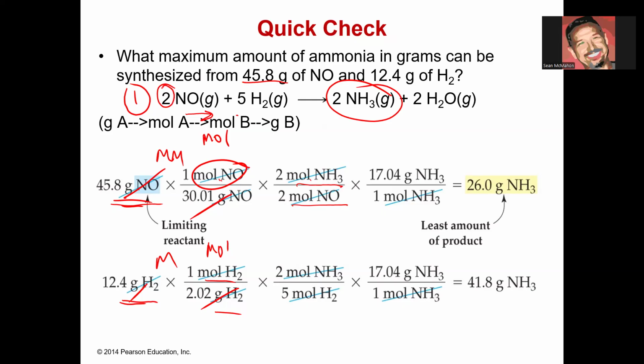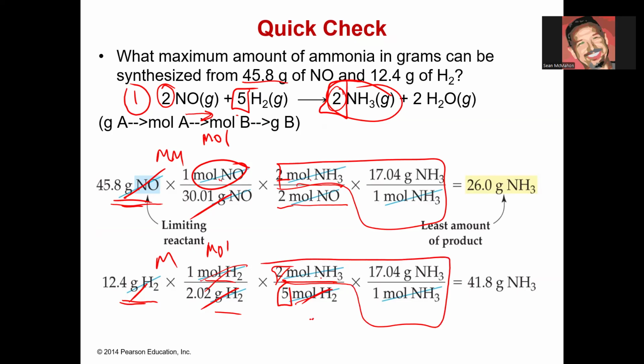How? 2 moles of nitrogen monoxide, 2 moles of ammonia. I can do the same thing down here. I need to convert moles of hydrogen to moles of ammonia. I have a different mole ratio, 5 to 2. So I put a 5, I put a 2, cancels. The nice thing is now the last half of this double stoichiometry is the same because I'm converting the moles of ammonia to grams. And the molar mass is the same because ammonia is 17.04 grams per mole. Perform my calculation. This is my smaller amount. This is my theoretical yield.